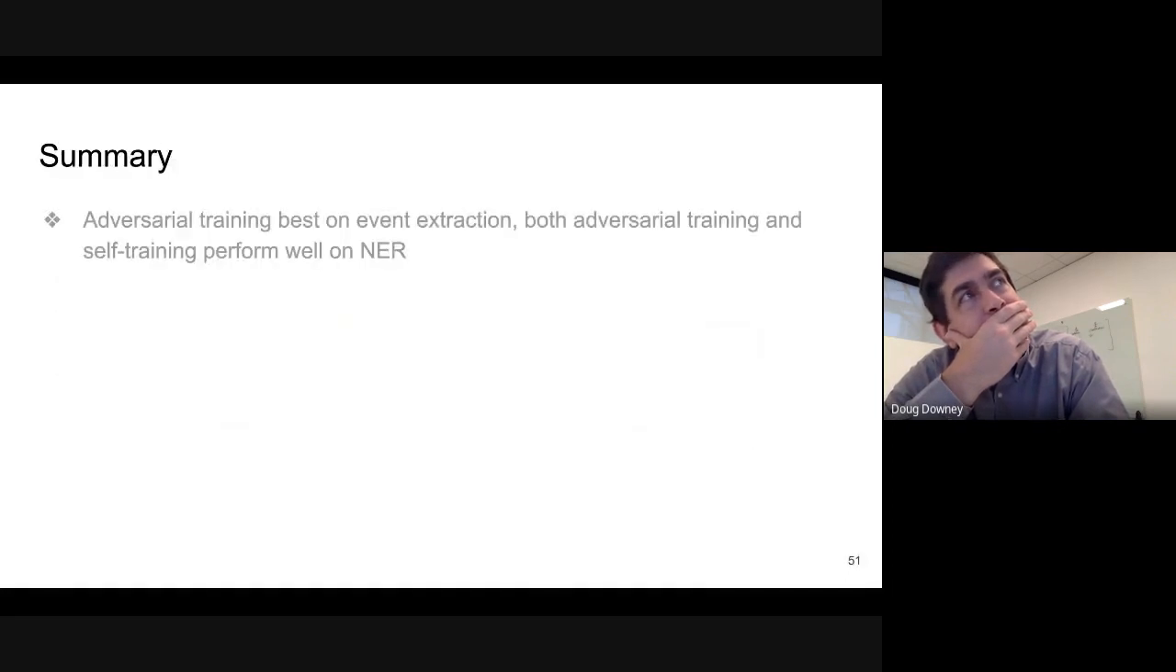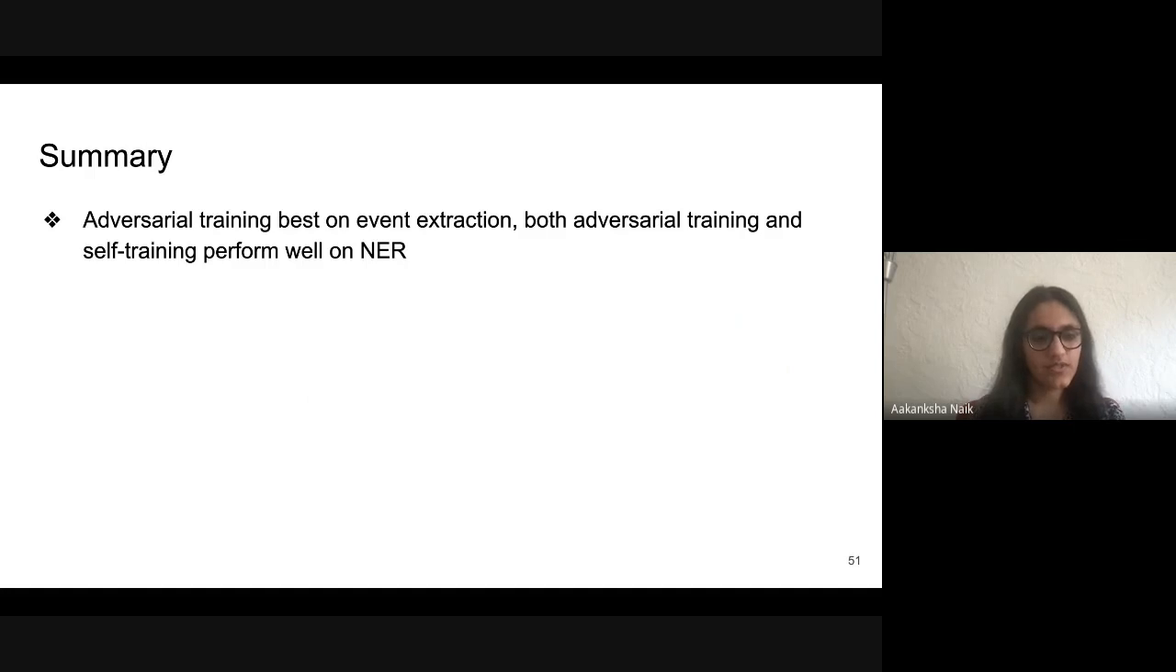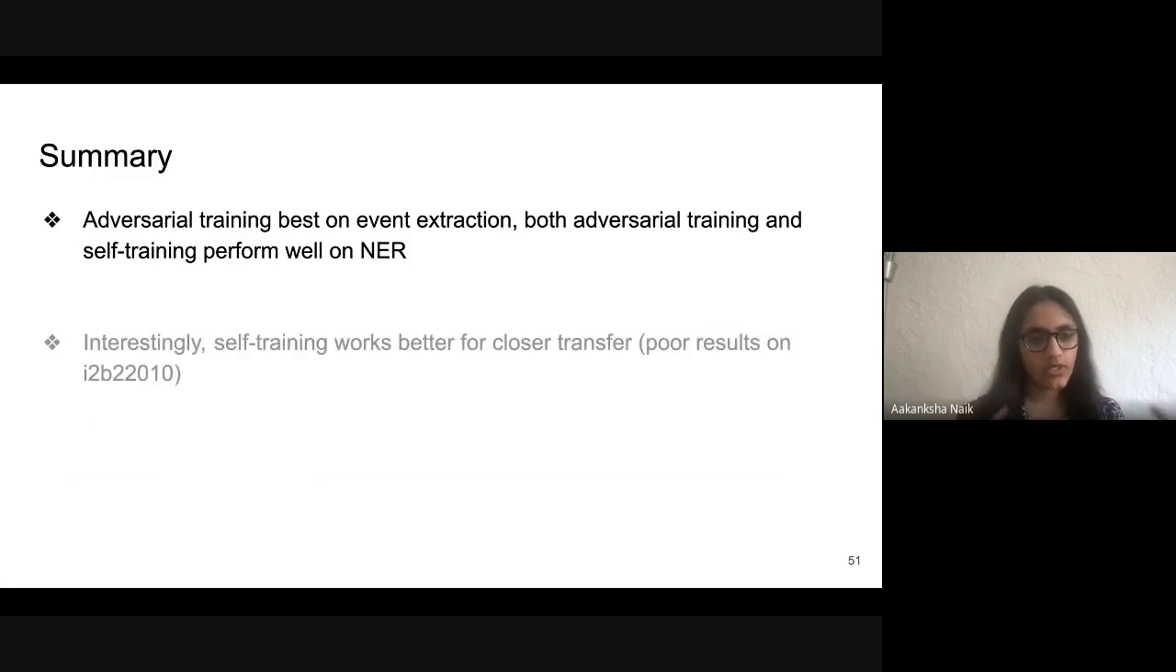Yeah. And so in summary, what we observed was that the loss augmentation set of techniques like adversarial training did best on the event extraction task, but both adversarial training and self-training did well on NER with trade-offs between the both. The biggest observation was that self-training works better for closer transfer tasks because it had really poor results on I2B2 2010.